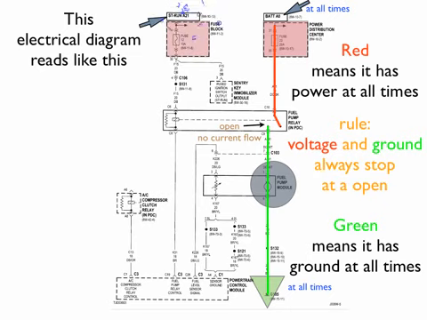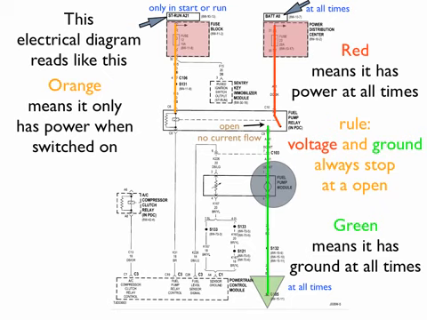The next power source over here, the word says start run. That means you only have power if you have switched to the start or switched to the run position. So that is a switched power. We're going to color it orange. Anything in orange means it only has power when it is switched on or turned on.